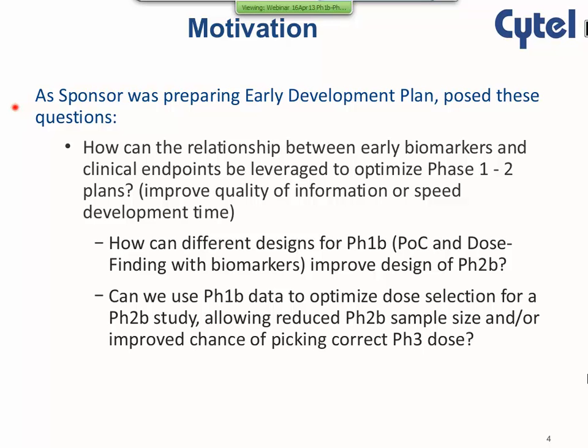Associated with this is how could different designs, consideration of different designs in phase 1, namely the proof of concept design and the dose-finding biomarker design, how could those different designs improve the design of the phase 2B trial? And how could they use the phase 1 data to optimize dose selection for that phase 2 trial? Would the use of that information allow reducing the phase 2 sample size or improve the chance of picking the right dose in phase 3 or for phase 3?